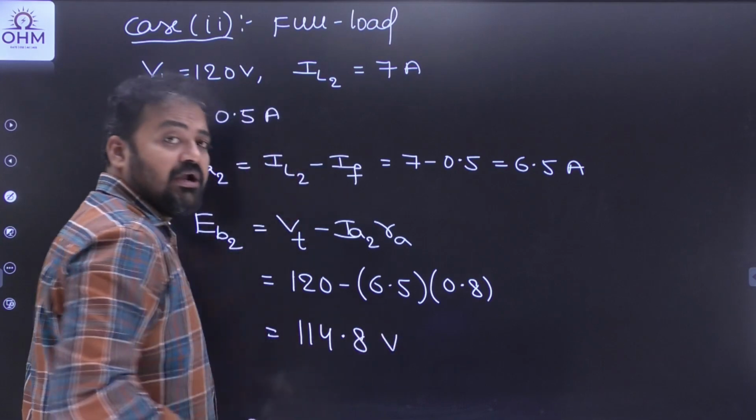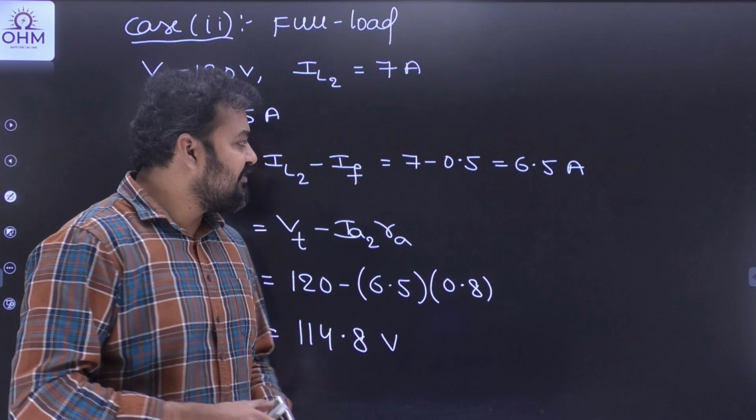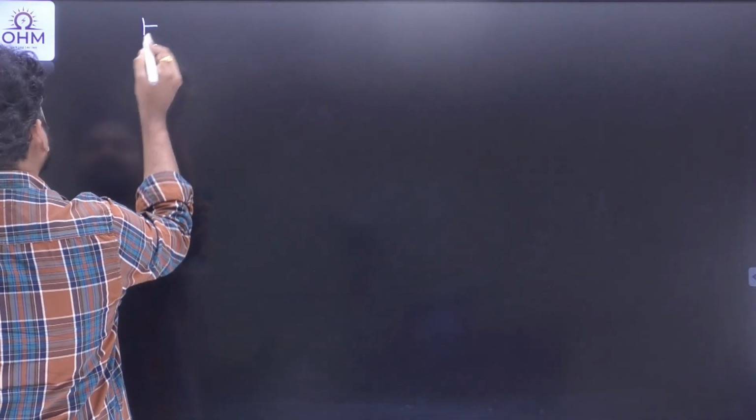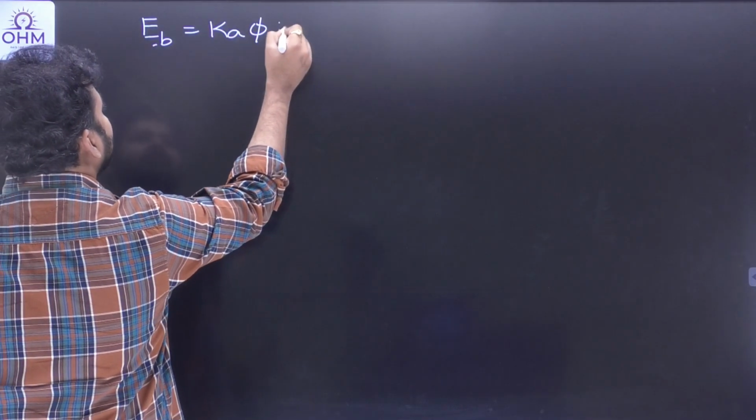114.8 volt. Now I have a no load back EMF and a full load back EMF. Find out what is the new speed. What is the formula for back EMF we know? Yes, back EMF is equal to Ka phi into omega.